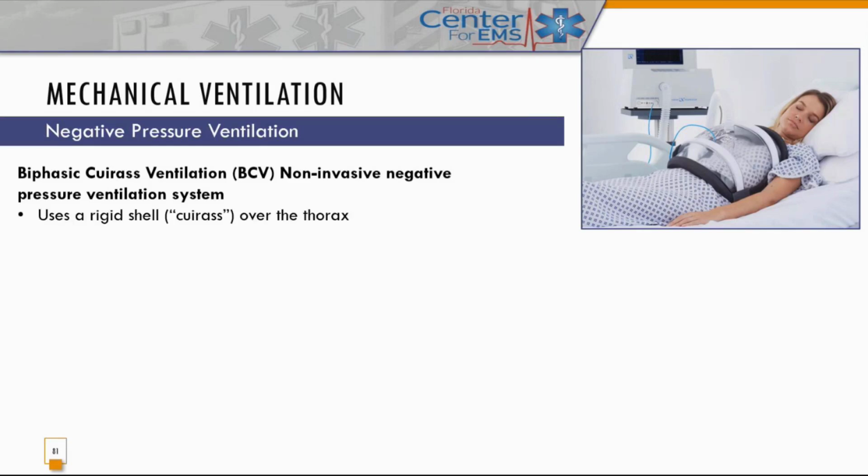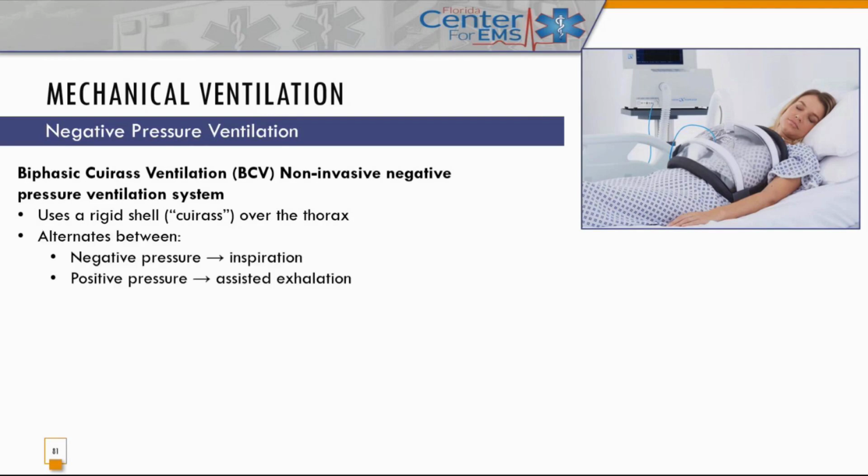So it's a hard shell over the chest, and it alternates between positive and negative to assist the patient to inhale and exhale. If you've got somebody that has a neuromuscular disease and they're having trouble, this would be something that would be a lot more comfortable than having to wear a mask, or obviously being intubated or trached or anything like that.